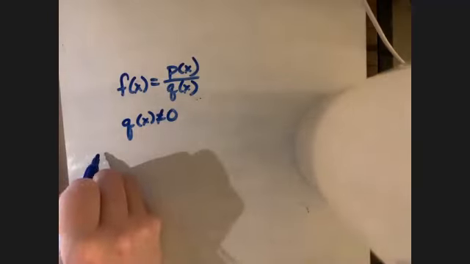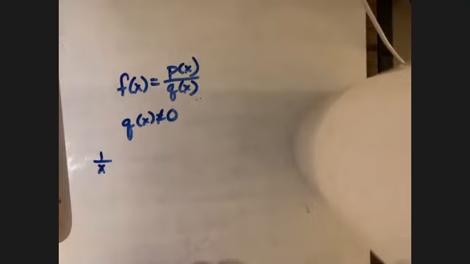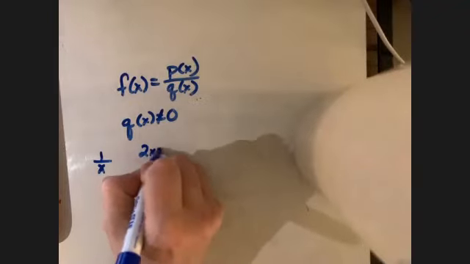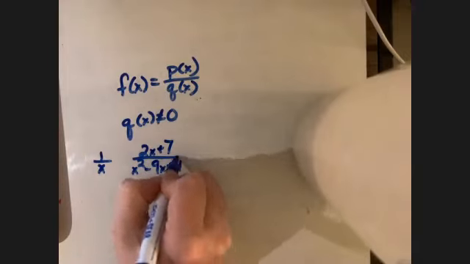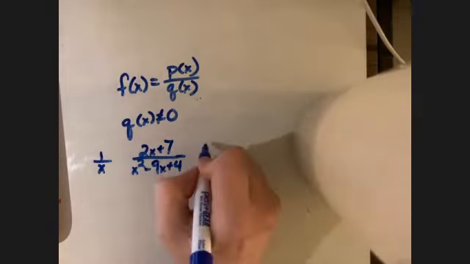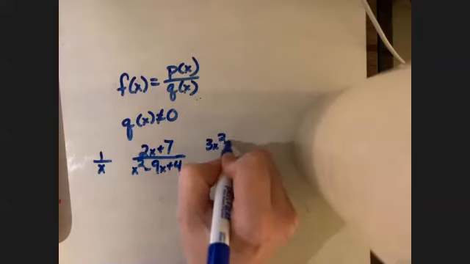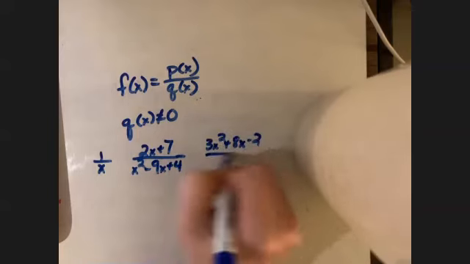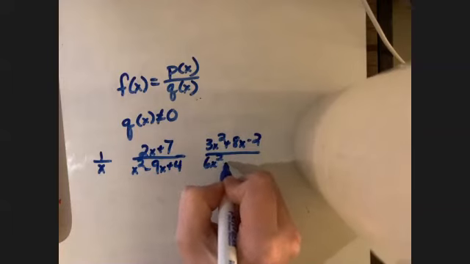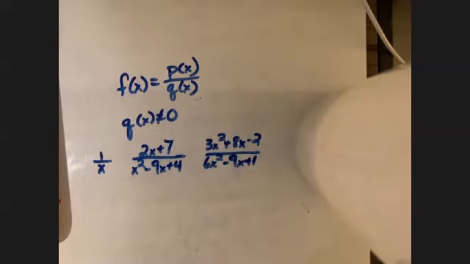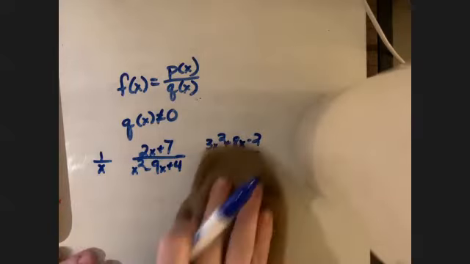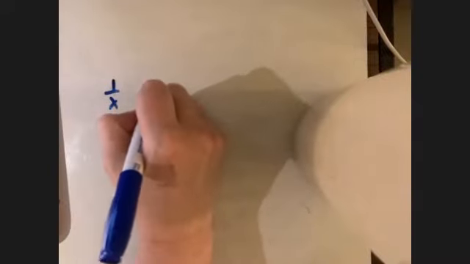So some examples of this, very simple basic, 1 over X. You may have something like 2X plus 7 over X squared minus 9X plus 4. Or we may even have something like 3X squared plus 8X minus 2 over 6X squared minus 9X plus 1. Now, this first one, 1 over X, specifically is called the reciprocal function.